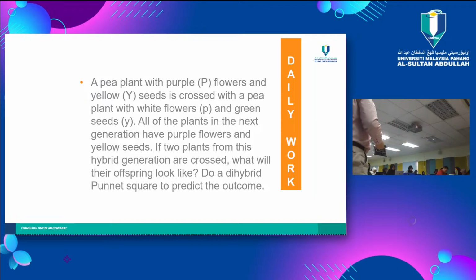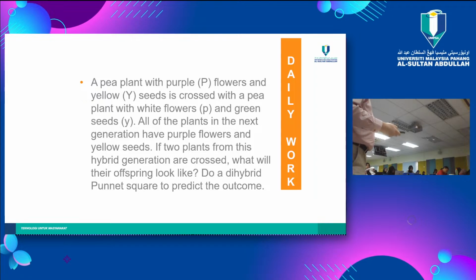So the question can ask you to determine from this heterozygous what their parents are. Even though it didn't say the parents are homozygous or pure breed, we know that from this statement: all the plants in the next generation have purple flower and yellow seed. So from that ratio, we understand their parents must be pure breed.